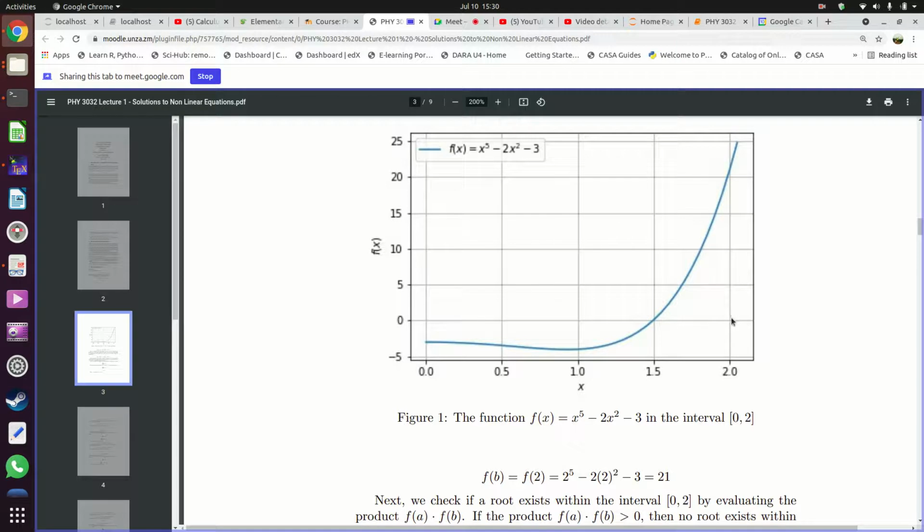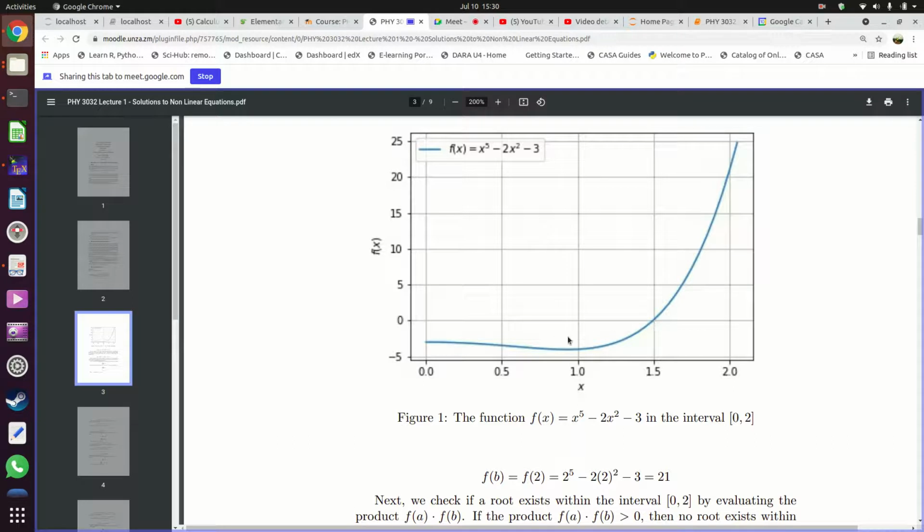Now, as you can see from the graph, there is a solution in this interval because the function f of x actually cuts the x-axis here. Is that clear? Yes, you can see from the graph that the function cuts the x-axis from there. But if you do not have a graph, you can always find out if the function cuts the x-axis in this interval or not. How do you do that?